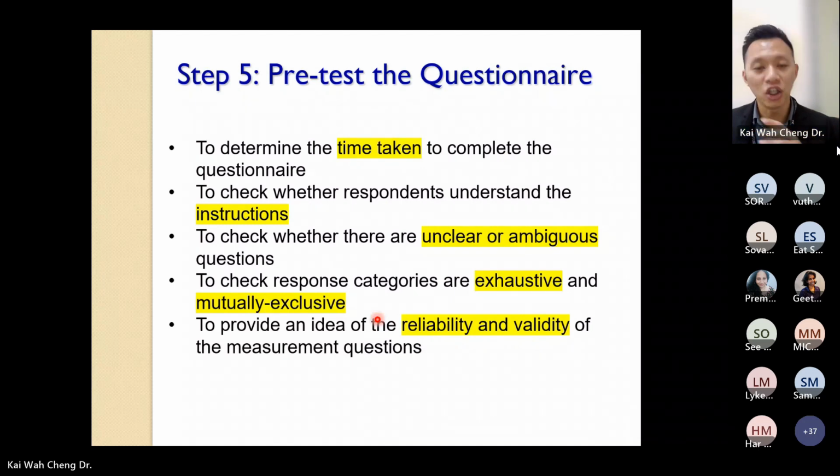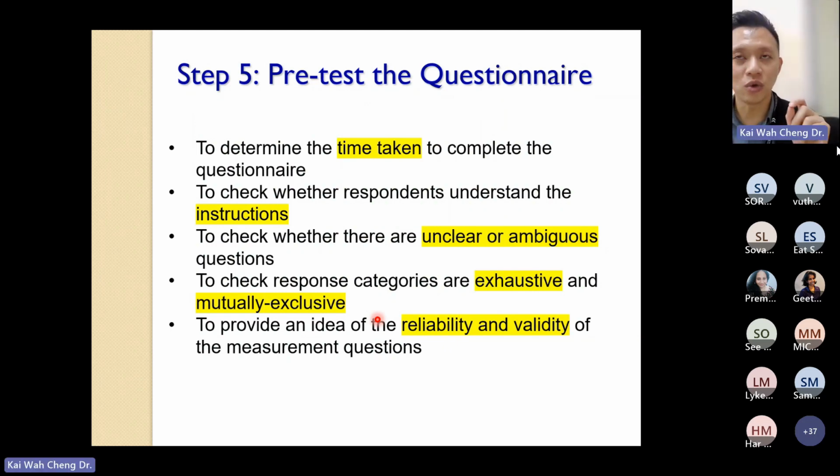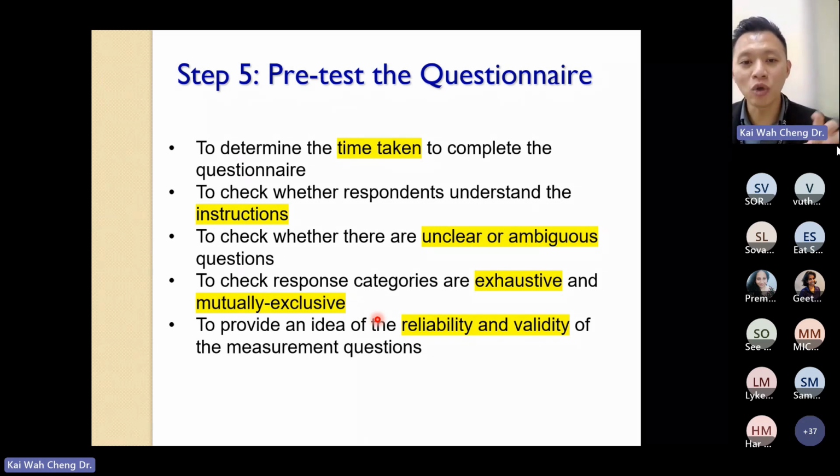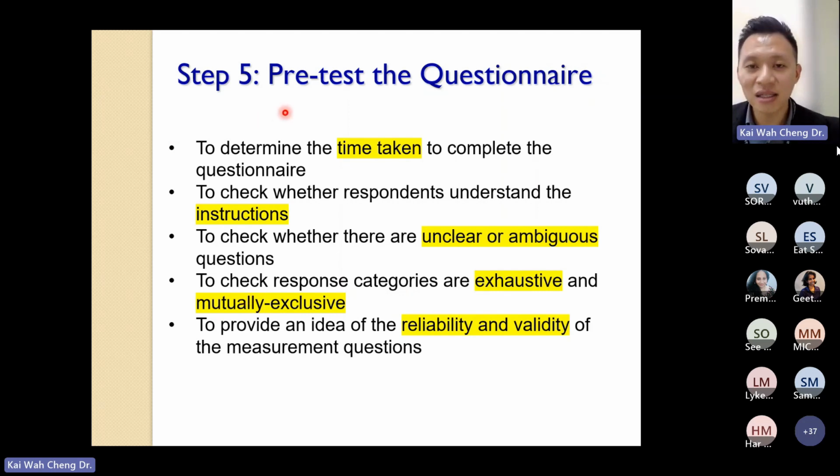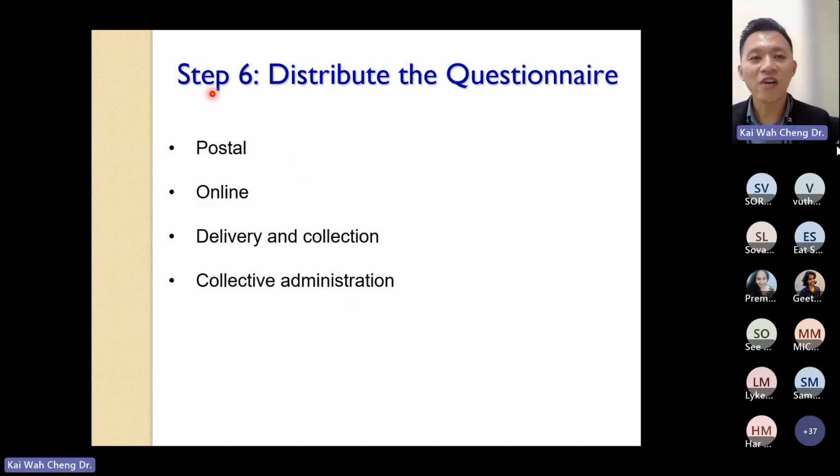At the same time, you can test the reliability of the pre-test, whether everything achieved at least 0.7 and above, or the other way around, and you can also check whether all the items are mutually exclusive among each other or not. So these are the main reasons to conduct a pre-test in social science research, and we shouldn't skip these steps in quantitative research.